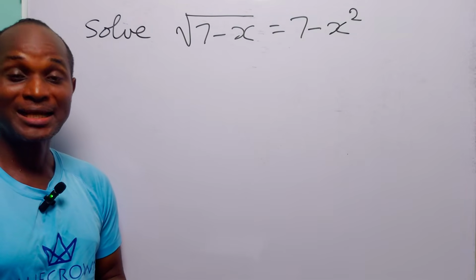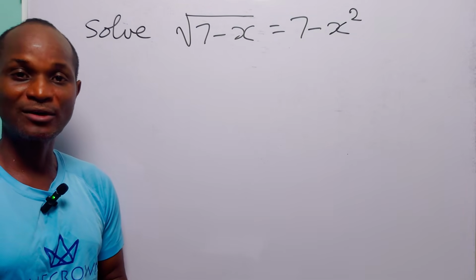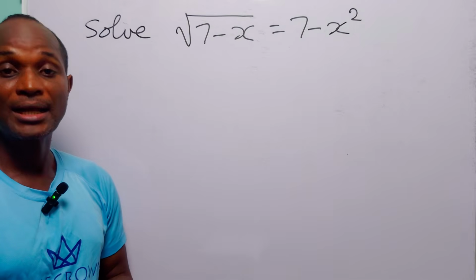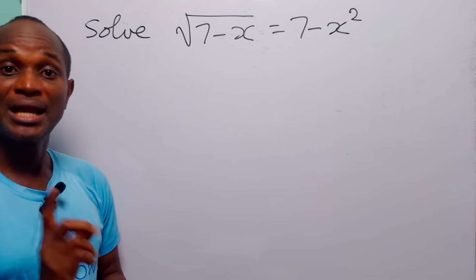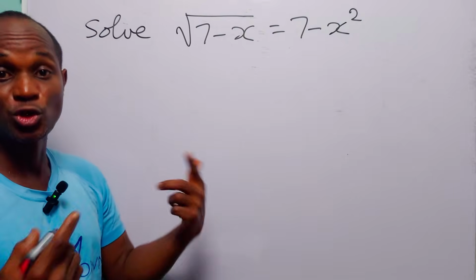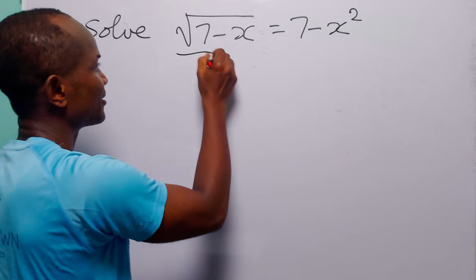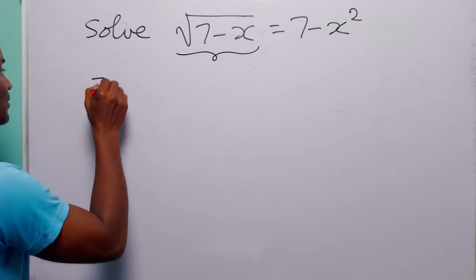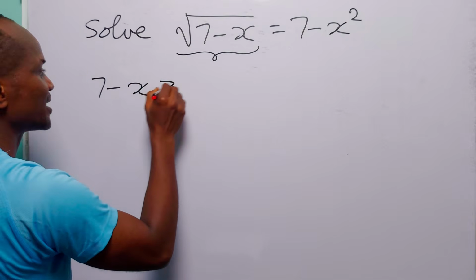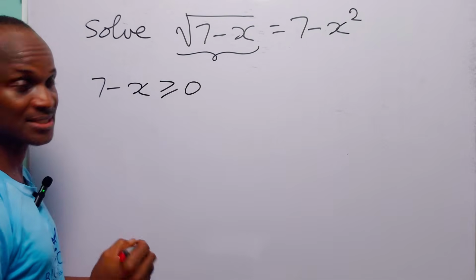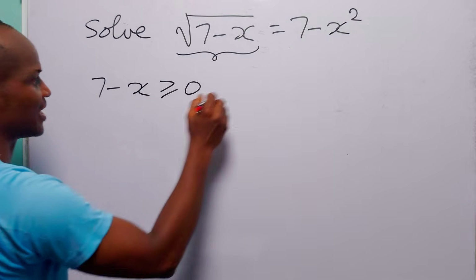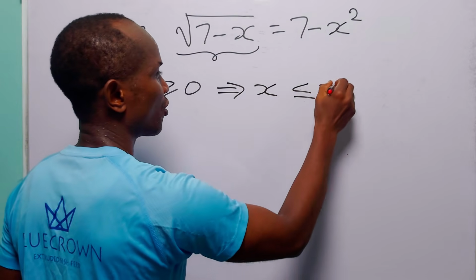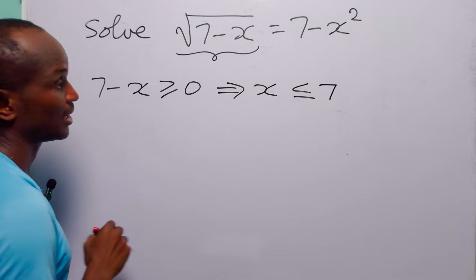Hello and welcome. In this math tutorial, our task is to find all the real values of x that satisfy this equation. Before we start solving this problem, let us remember that for this equation to be defined, this square root must be positive, which means that 7 minus x must be greater than or equal to 0. From here, we have that x must be less than or equal to 7.